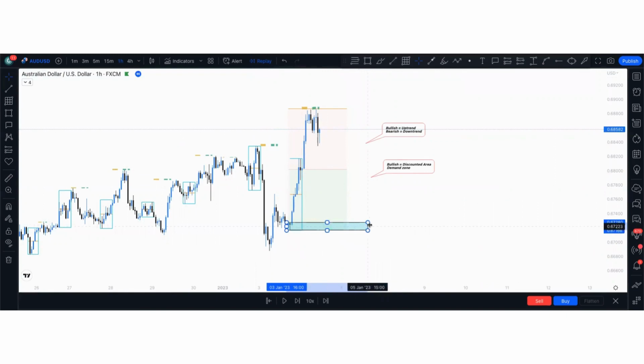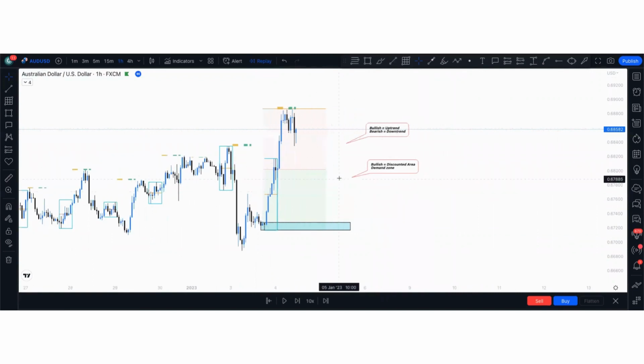So first identify if it's an uptrend or downtrend. In our case, it is in an uptrend. So we wanted to buy in a discounted area and find some demand zone on that discounted area. So the criteria on that one is right here.